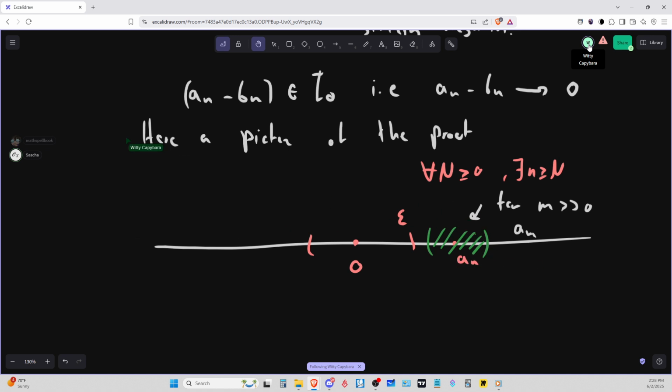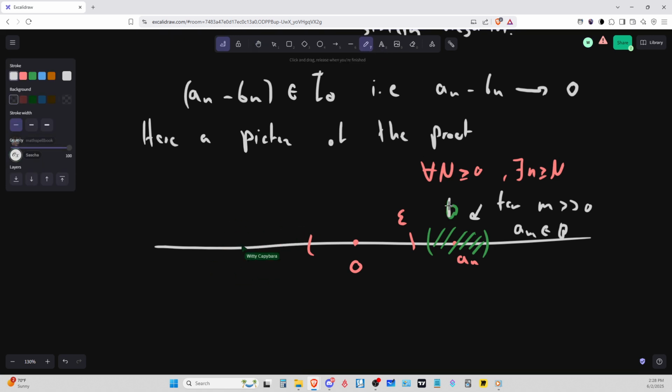Maybe we can call this ball B. a_m will be inside of that. And the point of this ball is that all numbers inside of it will be strictly positive, or negative if the sequence is negative, but here it will be stuck here.